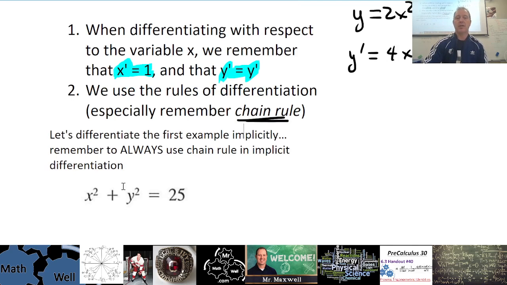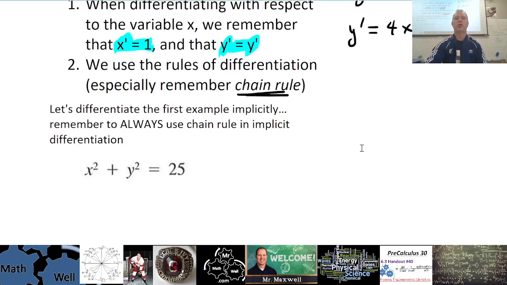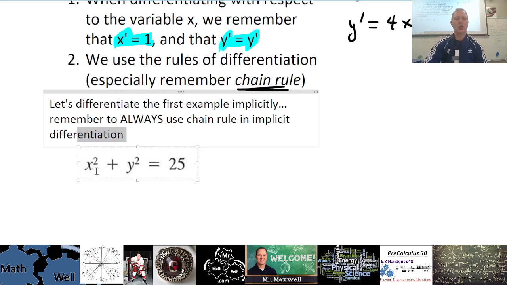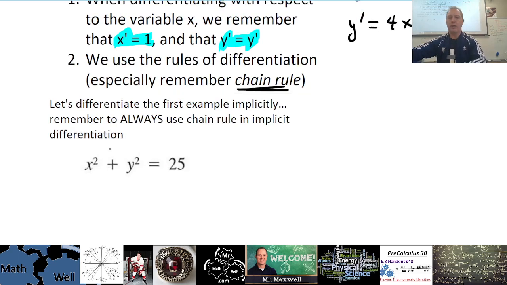Let's differentiate the first example, this circle equation. Let's differentiate this implicitly, so we are not going to separate y all by itself and do two equations. We're just going to do one. If we remember these two things and think about the chain rule for every single term, you're going to be just fine. Now this is going to look really weird, different than what we've done before, but let's tackle each term separately. The first term is the x squared. Does this contain the preferred variable? Yes, it does. So we're going to differentiate this just as we regularly would, regular old differentiation.